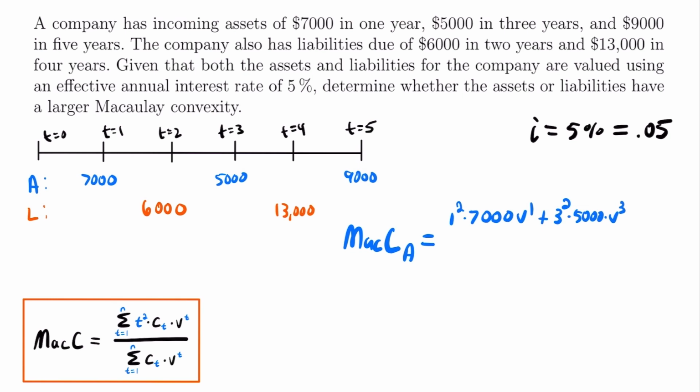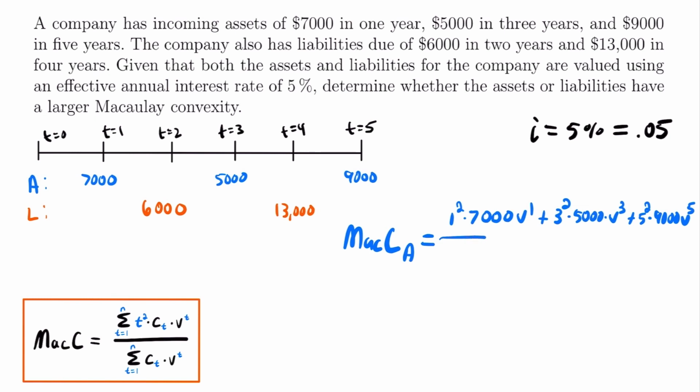And then finally, we have a cash flow of $9,000 made at year 5, or time equals 5. So we'll have plus 5 squared times 9,000 times v to the power of 5. All right, the present value factor is to the power of 5 because we need to bring this payment back 1, 2, 3, 4, 5 years to be valued at t equals 0.